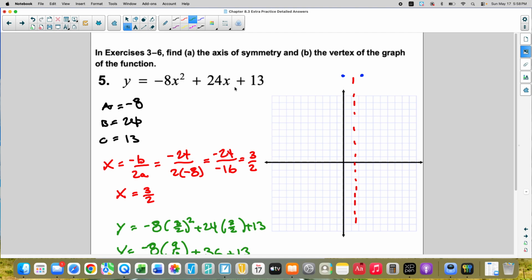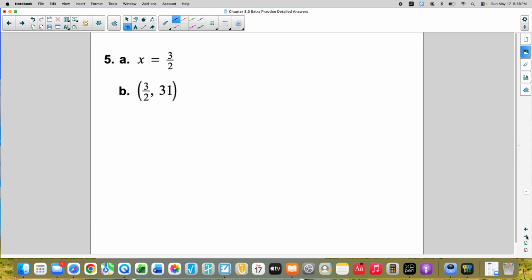Oh, yeah, negative. Good. So that's way up there. So that makes sense. I was just making sure that it made sense shape-wise. 3 halves, 31. Yep.